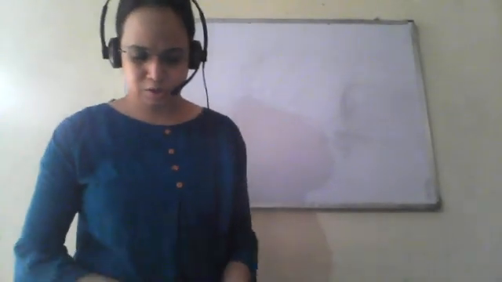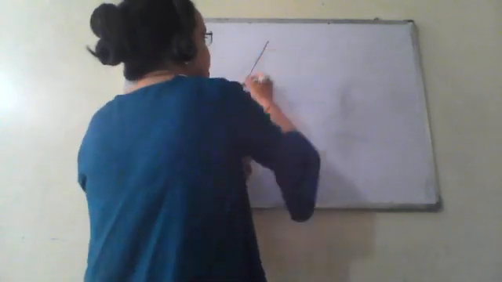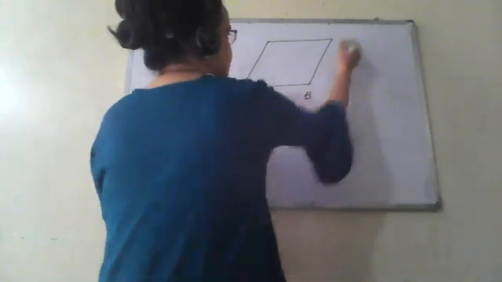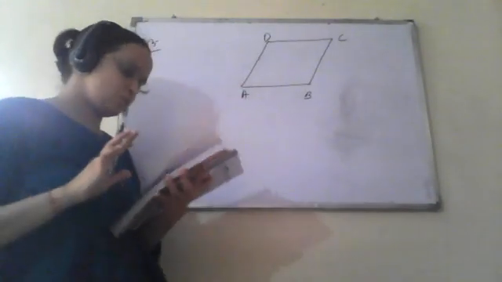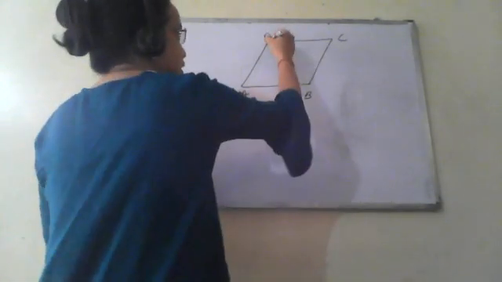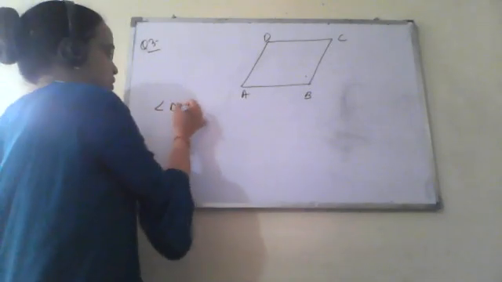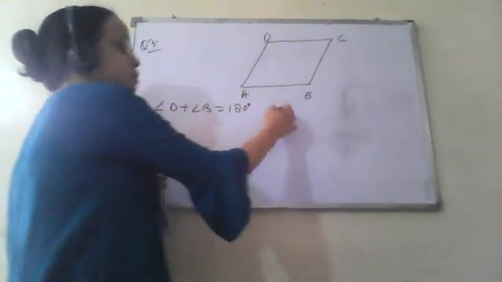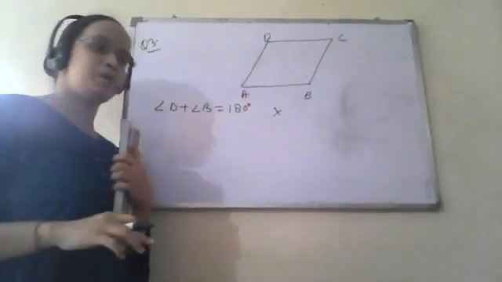Next question, question number 3. Can a quadrilateral ABCD be a parallelogram if angle D plus angle B equals 180 degrees? They have not mentioned that it is a parallelogram, so it is just a quadrilateral. It is not true that it cannot be a parallelogram, because these are opposite angles and they have to be equal.